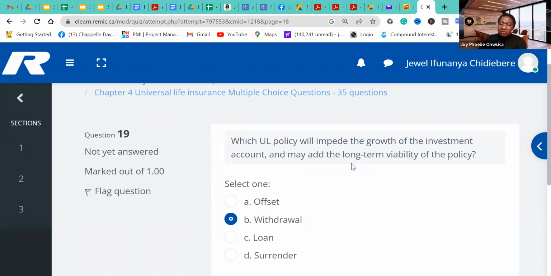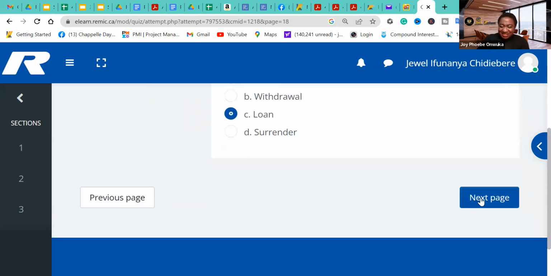And may add long-term viability of the policy. May impede the growth in investment account. And may add, maybe loan, no. Let's go with loan and see.